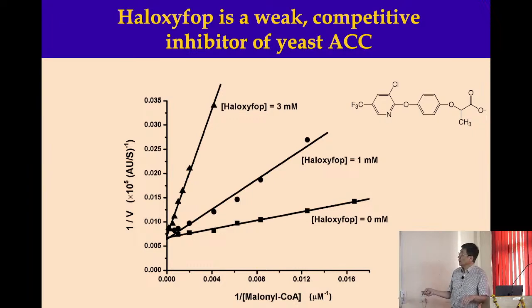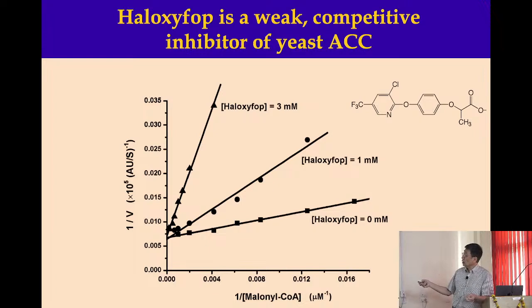Anyway, here on the horizontal axis is malonyl-CoA concentration. On the vertical axis is the velocity at increasing concentrations of the inhibitor. You can see 0 millimolar, 1 millimolar, 3 millimolar. Very high concentrations are used to gain the effect, because based on this titration, we can get the Ki as about 0.2 millimolar. So not very potent against yeast ACC, but certainly an inhibitor of the ACC-CT activity.